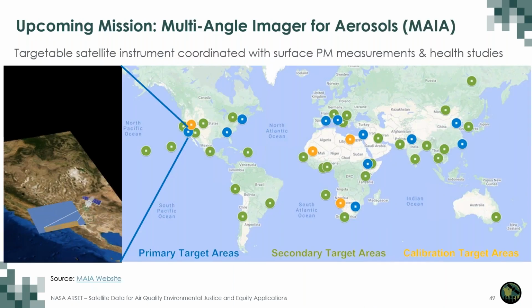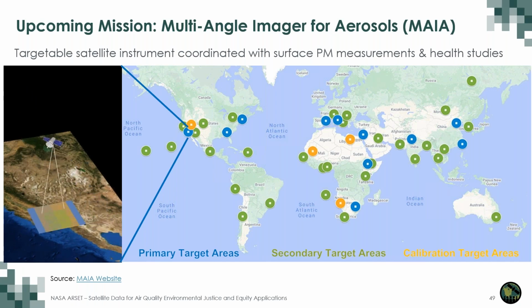To wrap up our discussion of satellite aerosol data, I want to bring your attention to an upcoming NASA mission called MAIA, or the Multi-Angle Imager for Aerosols. Unlike the other polar orbiting satellites which I've talked about, MAIA will be a targeted mission, focusing on several US and global cities as designated on the map here. As it passes overhead, the imager will rotate, scanning each target area from different angles, as shown in the animation.